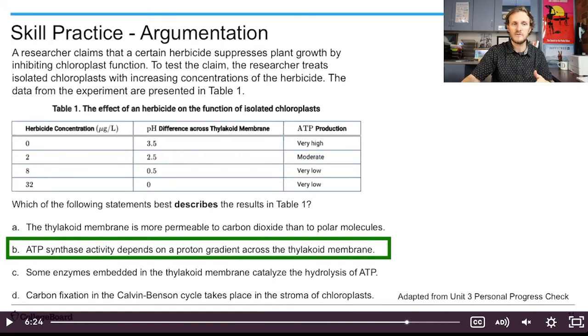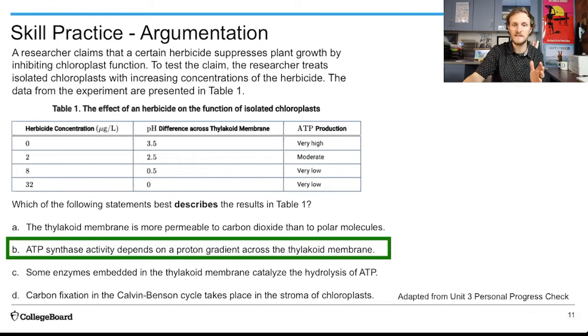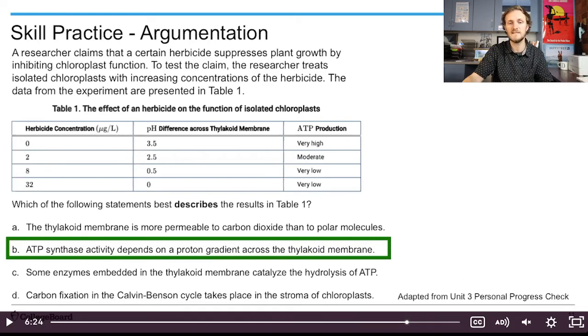Whereas when we increase the herbicide to 2 micrograms per liter, our pH difference goes down and ATP production goes down. We increase the herbicide concentration again, the pH difference continues to go down, and ATP production is now very low. And when we just blast this thing with herbicides, there's no difference because the chloroplasts aren't functioning anymore. There's no gradient anymore, and we're not producing very much ATP. So there we go.